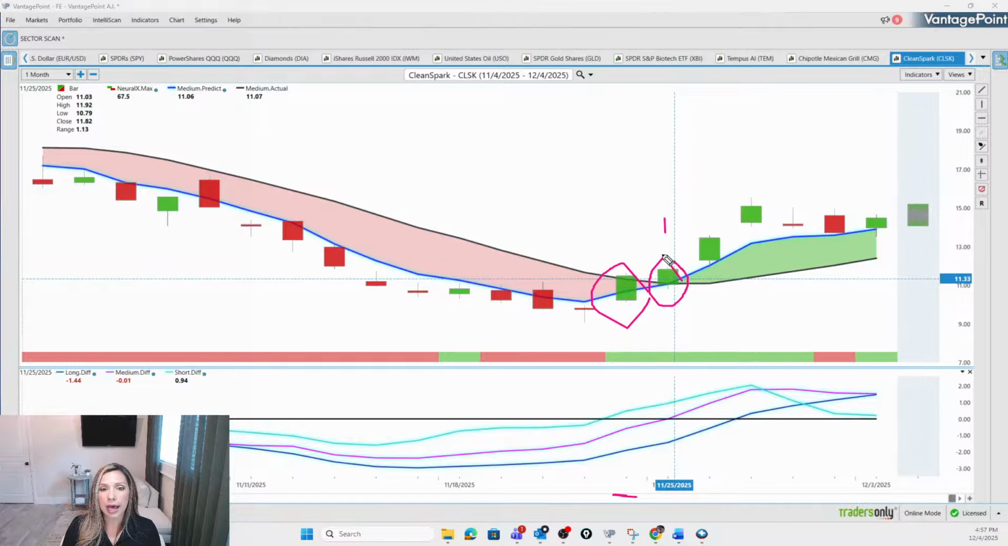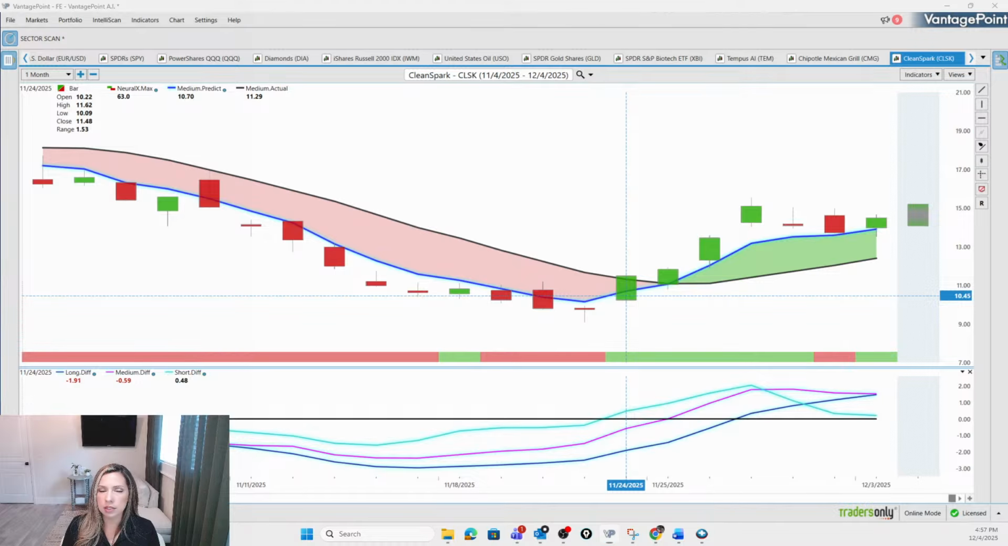So maybe you add to the position at the medium term crossover and manage from there. Again, different trade strategies for different traders. All right, so figure out what's really going to work best for you, but knowing how to use these indicators is the key to that. So jumping back over to the short-term crossover here on CleanSpark.